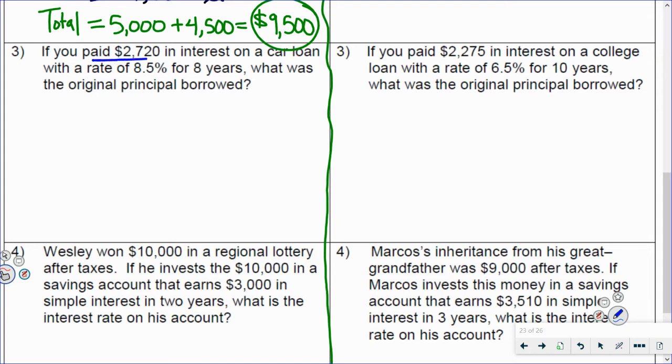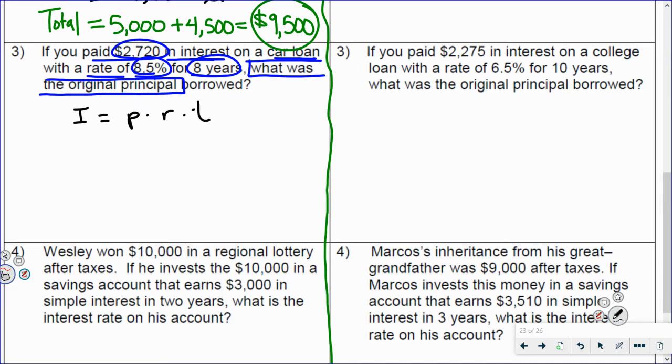Here we are. You are paying $2,720 in interest on a car loan with a rate of 8.5% for 8 years. The question is asking, what was the original principal borrowed? I probably should have focused on that word borrowed as well. I equals P times R times T. Well, wait a second. This question is saying what was the principal, which means the P will be the only number that is unknown. The interest, it told us, not only do we have to pay them their money back, but we have to pay $2,720 extra.